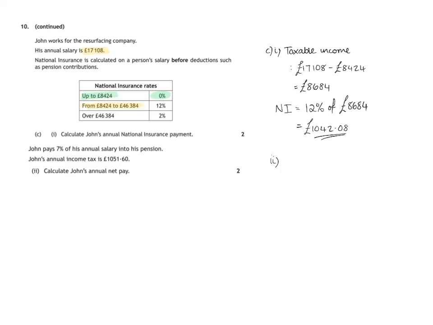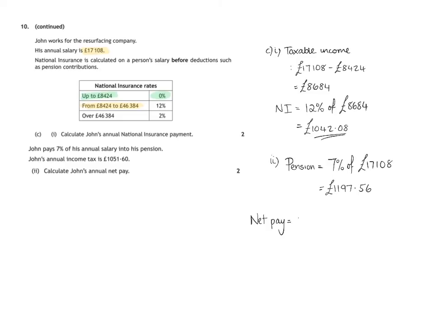It tells us his income tax is £1,051.60, and we need to find his annual net pay. So pension money is going to be 7% of his annual income, so that whole lot, so the £17,108. Which is £1,197.56.